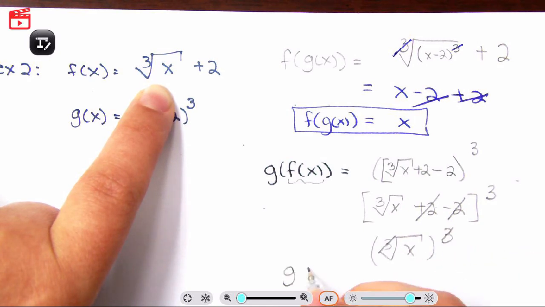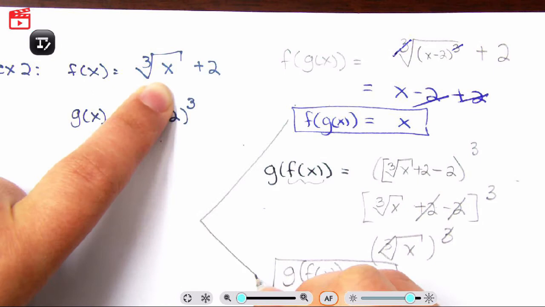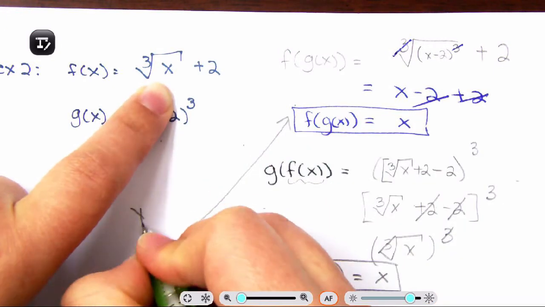What am I left with? I'm left with g of f of x is equal to x. Both of them are equal to x. So my answer is yes, inverses.